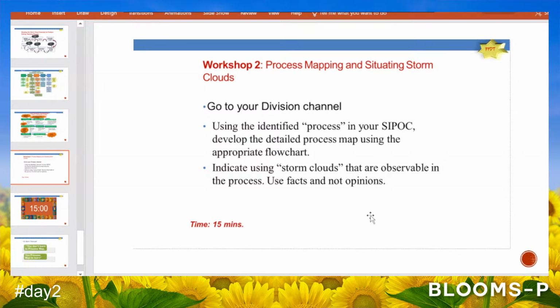So along the way, ma'am, what particular storm clouds can you situate in your CPOC, in your process flow chart? Ma'am, along the process, the storm clouds that we may encounter are the participation of the parents and learners.